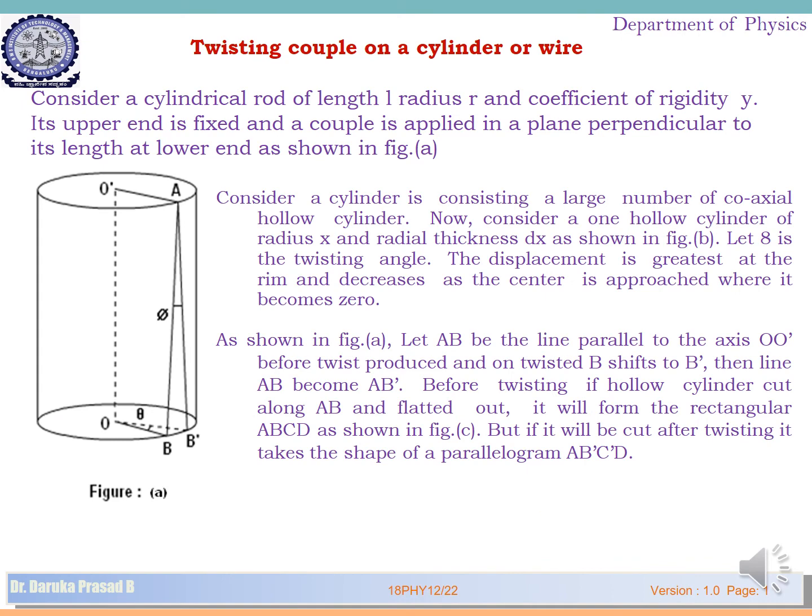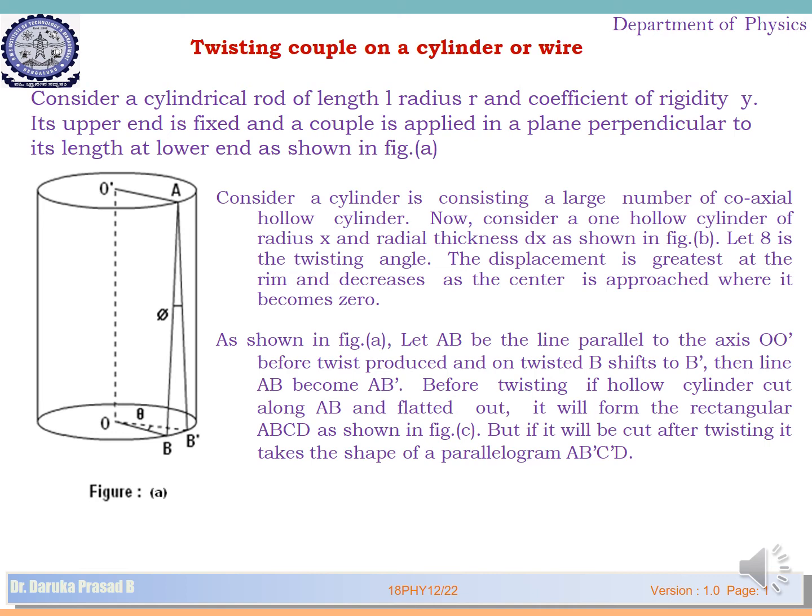Next, the last topic of this particular chapter is twisting couple on a cylinder, or a cylindrical wire. So let us consider a cylindrical rod of length L as shown in the diagram and radius R and coefficient of rigidity Y, or eta as we generally take it. Its upper end is fixed and the couple is applied in a plane perpendicular to its length at the lower end of the figure.